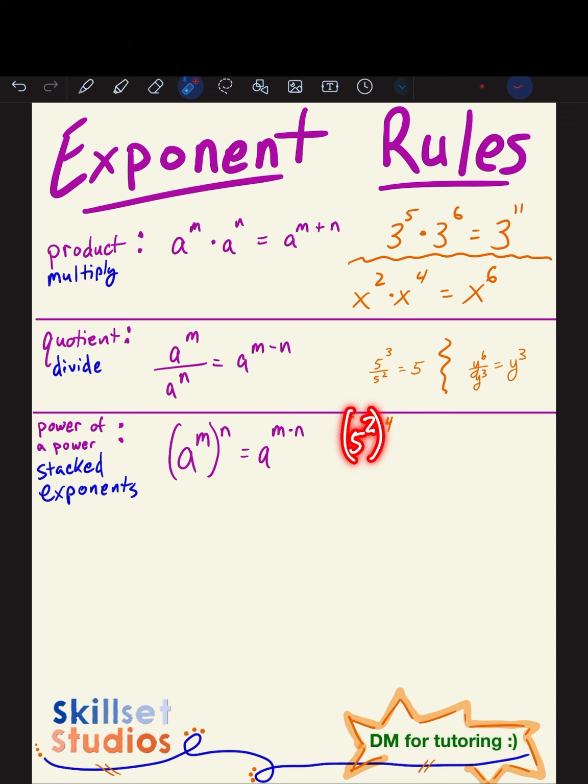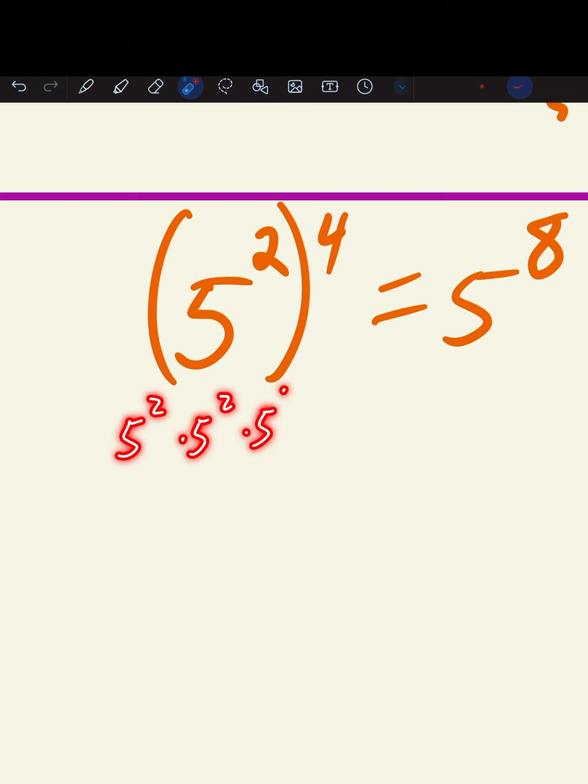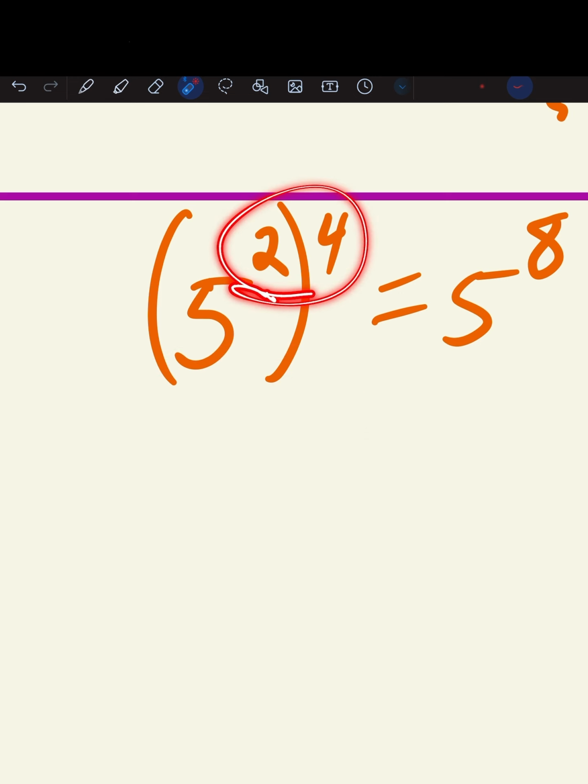So for this example, we would have 5 squared, then raise that to the 4, which means we would want to multiply the 2 and the 4 together, but keep the base the same. And 2 times 4 would give us 5 to the 8. Another way to think of this rule is saying that we have 4 groups of 5 squared. And if you look at it this way, it just becomes another version of the product rule, where all of our bases are 5, and so we would just add the exponents. Multiplying these together is just a shortcut.